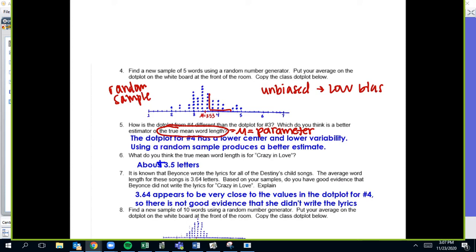So remember, when we have greater than 5%, that equals no evidence. And then when we have less than 5%, then we'll have evidence. We call less than 5% surprising, and anything that's surprising does give evidence. So we're not surprised by 3.64 according to our data, and so we have no evidence.